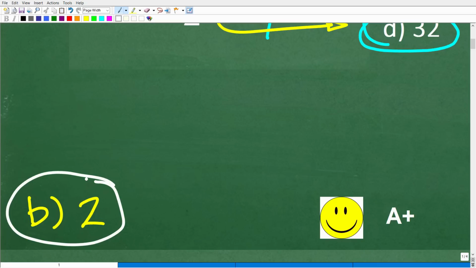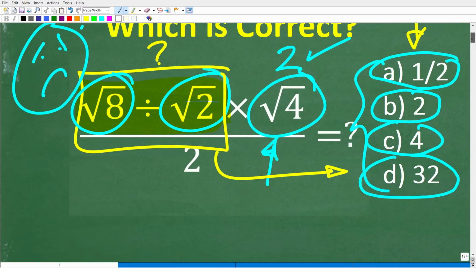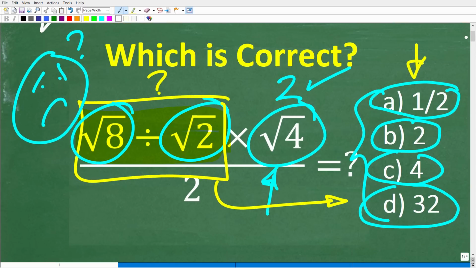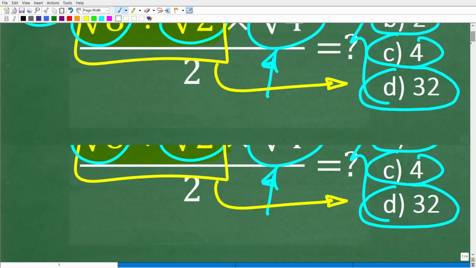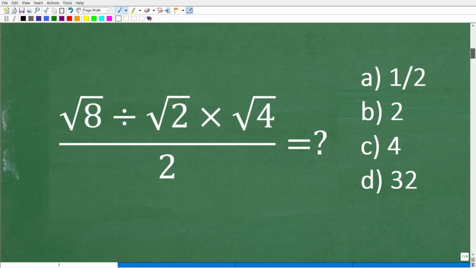All right, now if you got this right, you definitely get a happy face and an A plus. Congratulations. And if you're like, hey, Mr. YouTube Math Man, I got this wrong. I ended up with 1/2 or another answer. Well, no big deal. We're going to go ahead and walk through the solution right now.